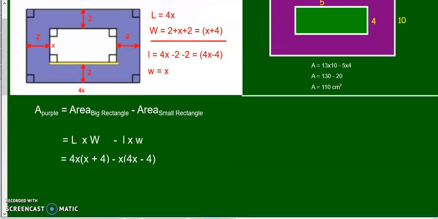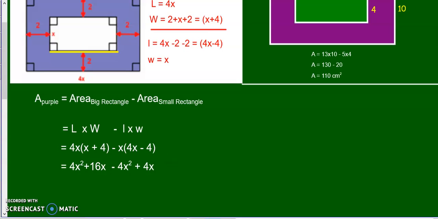We have to use the distributive property. So 4x times x: x times x is a repeated multiplication, that's x squared. 4x times 4 is 16x. Minus 4x squared: minus x times 4x is minus 4x squared, and minus times a minus is a plus 4x. And now we're almost done.